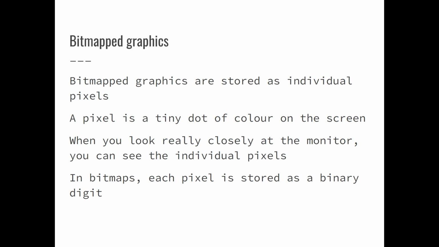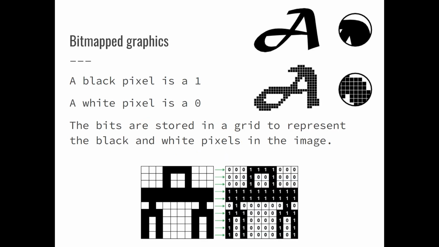In a bitmap, each pixel is stored, and each pixel has a binary representation. Here's a couple of examples. In this example, we've got the letter A. If we were to break it down into its individual pixels, it would look like this, kind of. All the black pixels here would be stored as a 1, a binary digit 1, and all the white pixels around this would be stored as a 0. All the pixels in a bitmapped graphic are stored in a kind of grid. You can see it down at the bottom here.